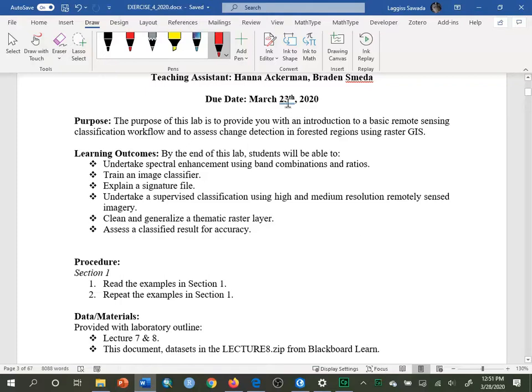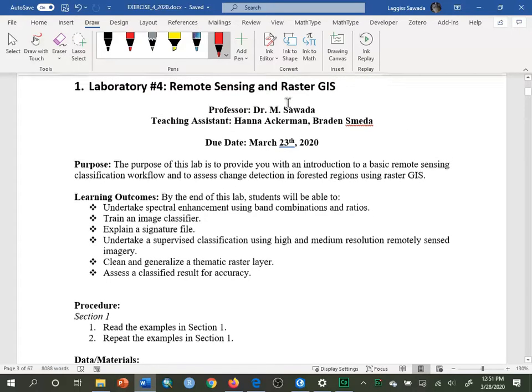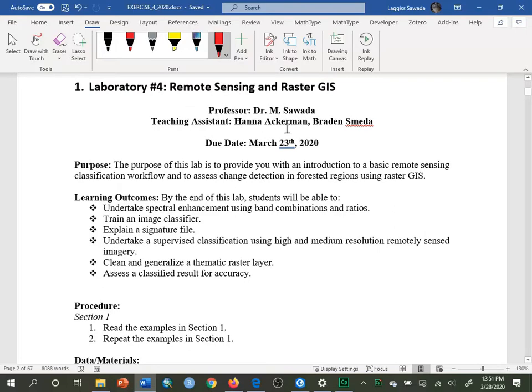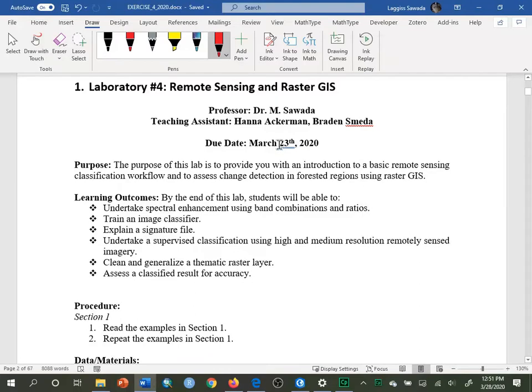So we're going to be looking at the fourth and last exercise, remote sensing and raster GIS. And again, this is going to be due April 6th. So we'll change that right here. For those of you that are choosing to do it.